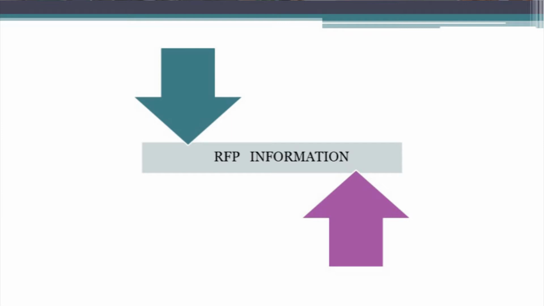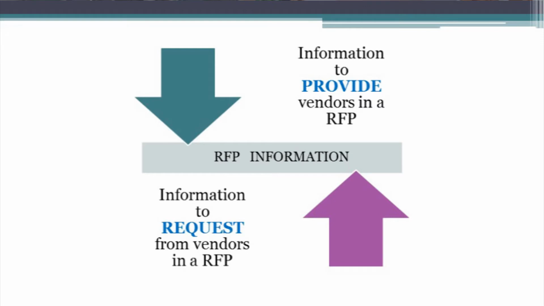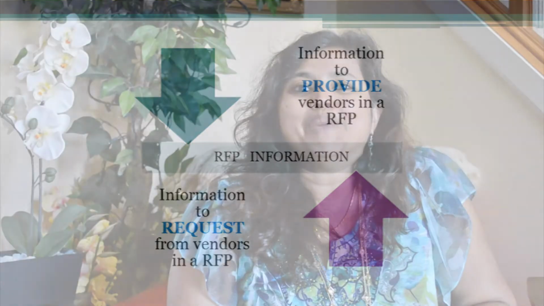So in this video, we talked about the two important areas we want to focus on in an RFP: looking at what information you want to provide to the vendors and what information the vendors are going to provide to you, so you can make the right decision and pick the right solution for your organization.